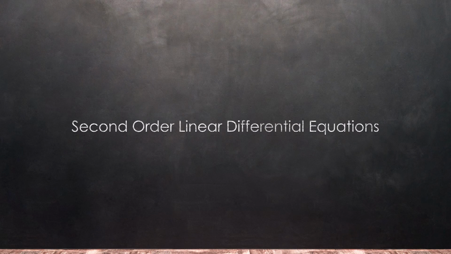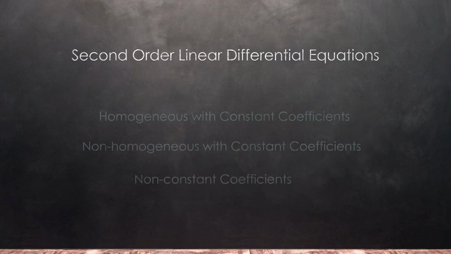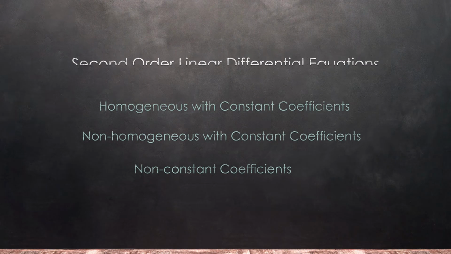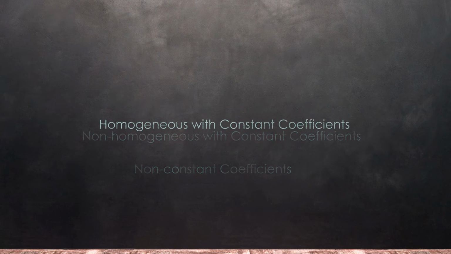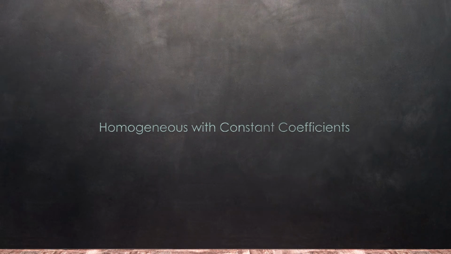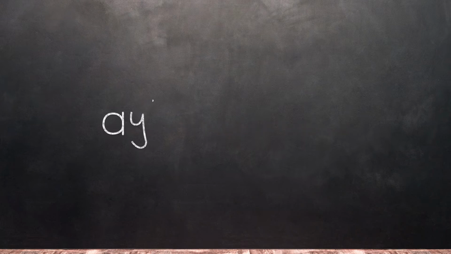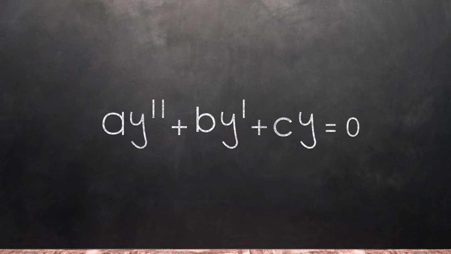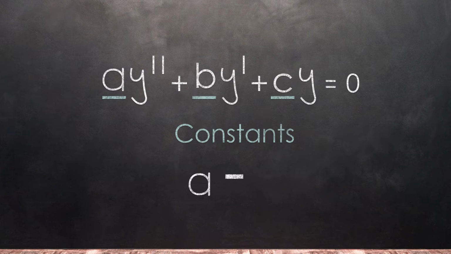Second-order linear differential equations. There are a few different types of differential equations that fall under this category. We will begin with homogeneous with constant coefficients. A second-order linear homogeneous differential equation with constant coefficients has the following general form, where a, b, and c are constants and a is not equal to 0.